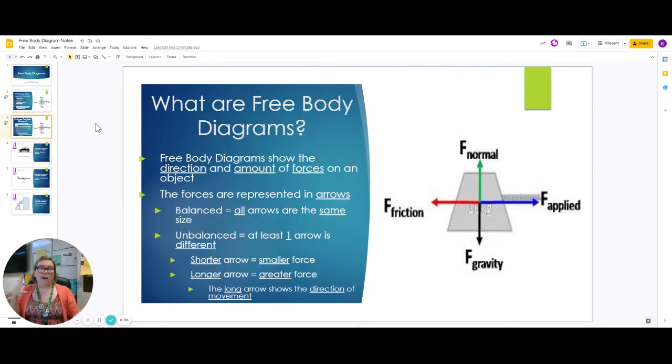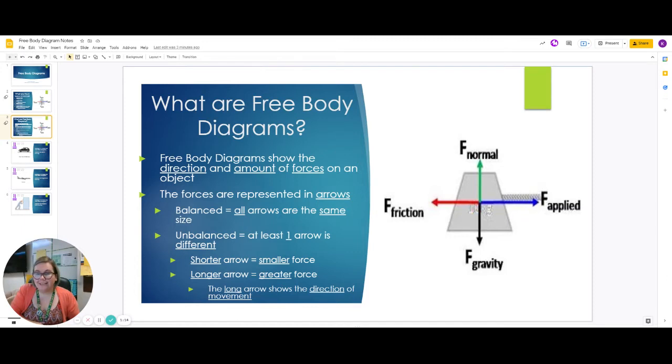So what are free body diagrams? Free body diagrams show the direction and amount of forces on an object. So direction and amount of forces. These forces are represented in arrows.